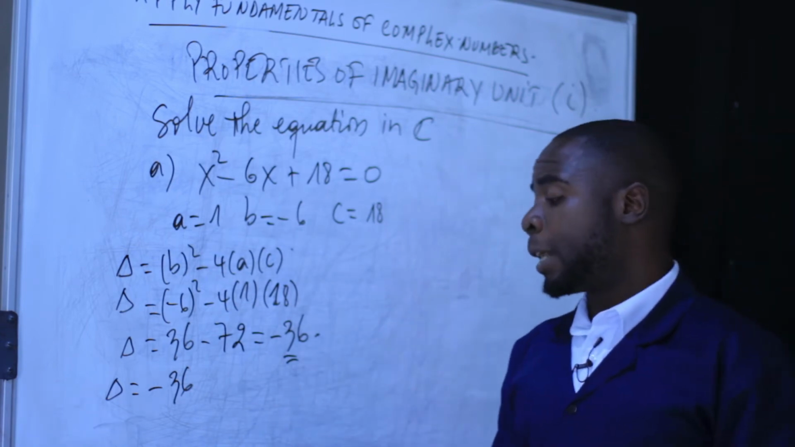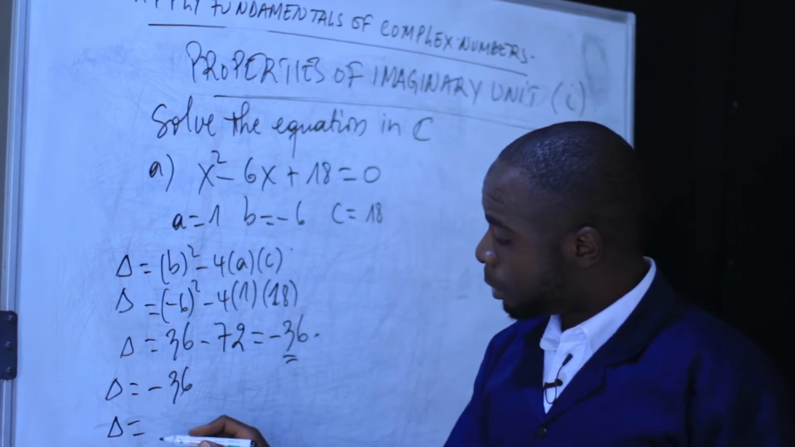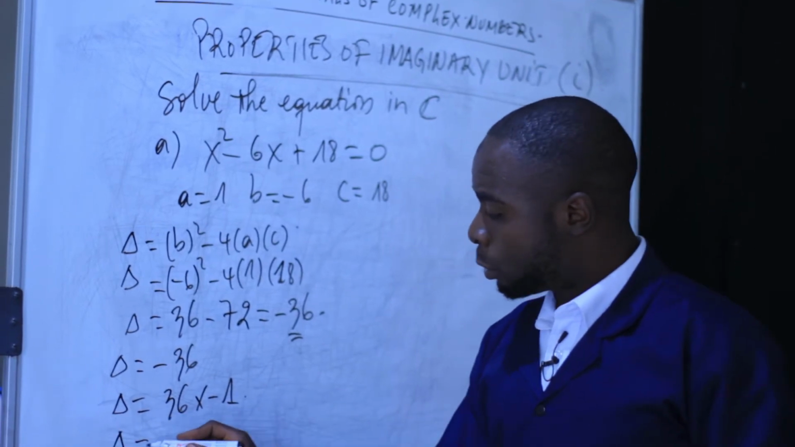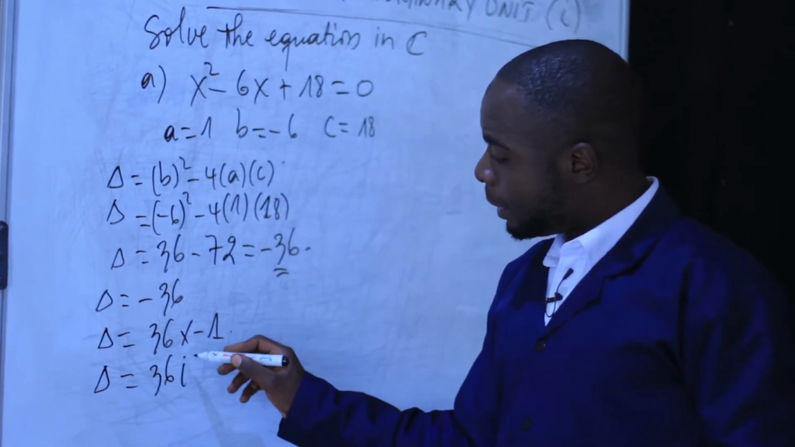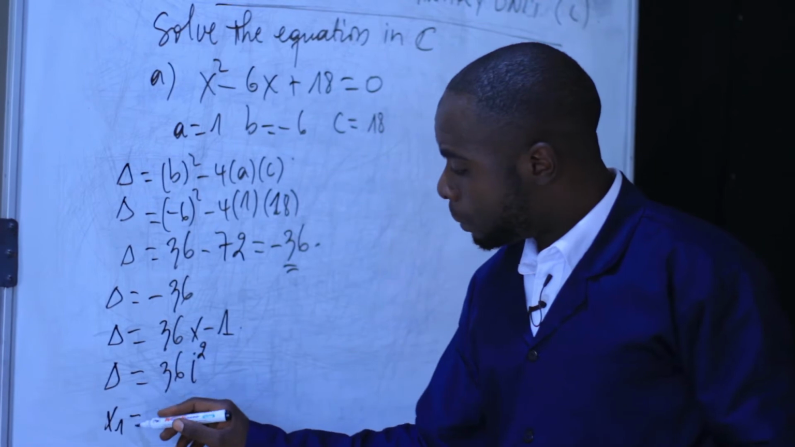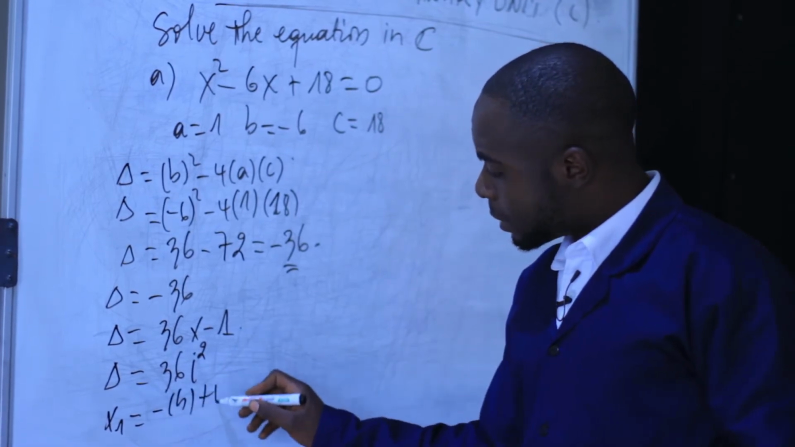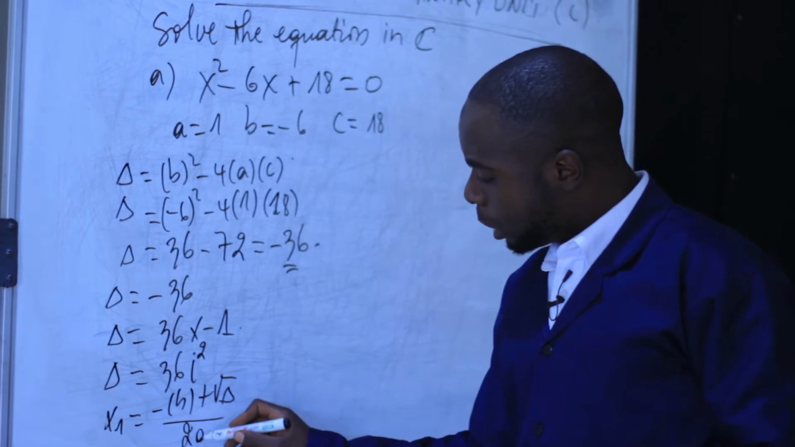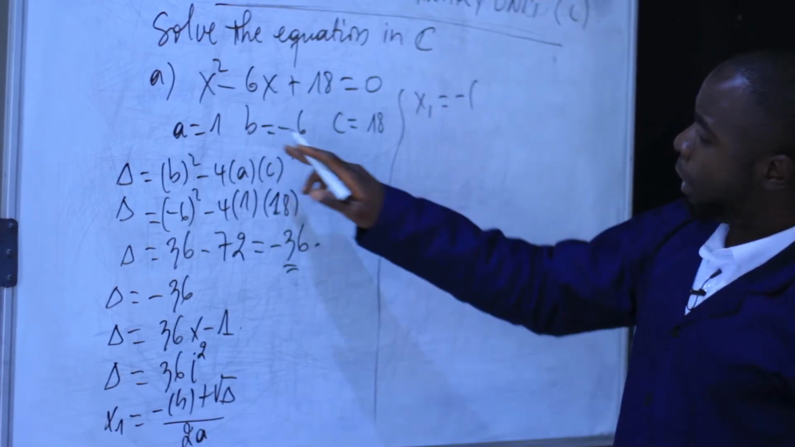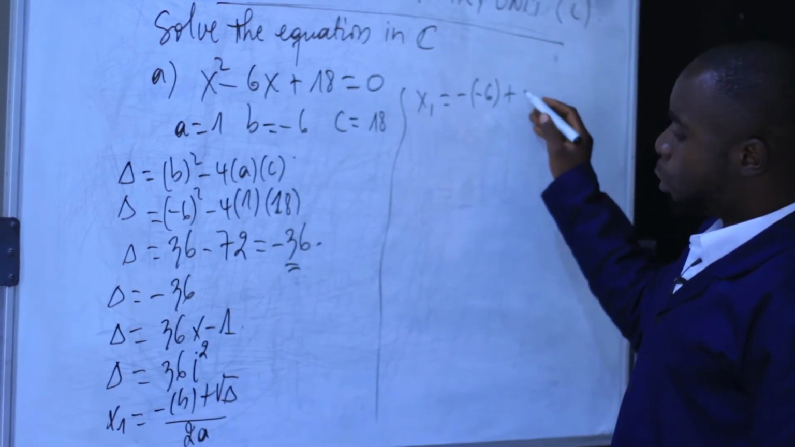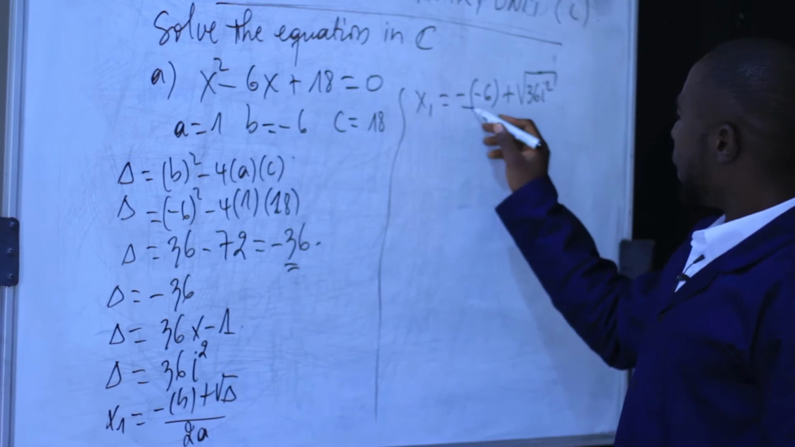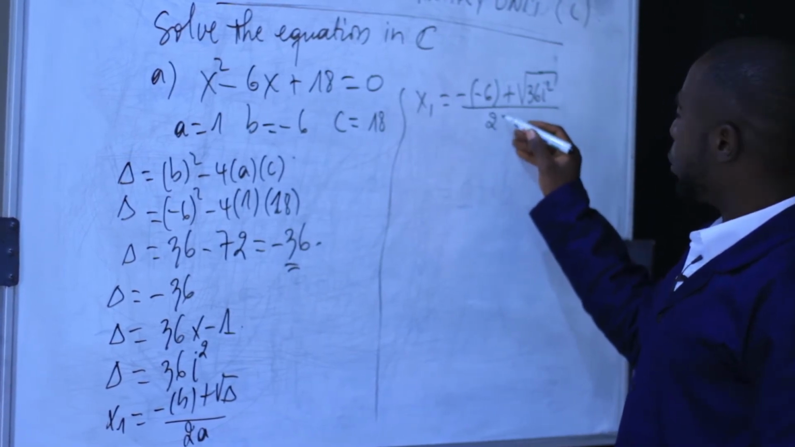It has complex roots. That's why the discriminant will be written as 36 times negative 1. Then the discriminant will be equal to 36 times i square, because this negative 1 is equal to i square. x1 will be equal to minus b plus square root of discriminant, over 2a. x1 will be equal to minus b, which is 6, plus the square root of 36i square, over 2 times a, which is 1.